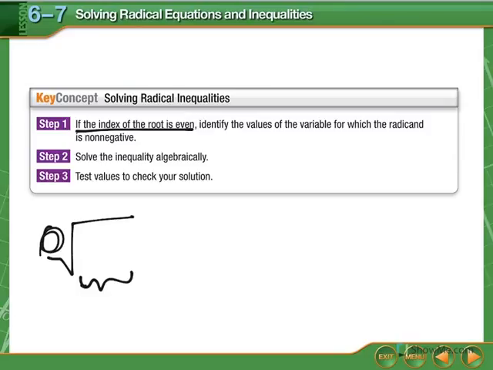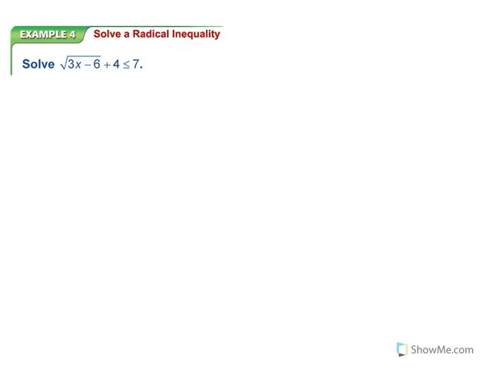And then step 3, we're going to test our values to check our solution, just like everything we did before, except this time our first step is to make sure that the index of the root, if it is even, then we're going to identify the values of the variables for which the radicand is non-negative.